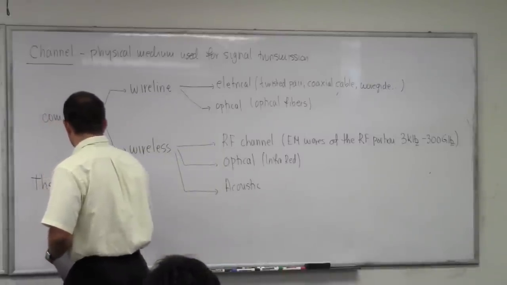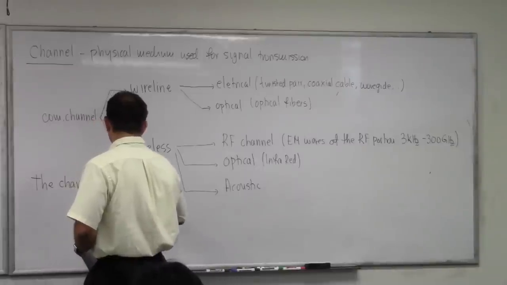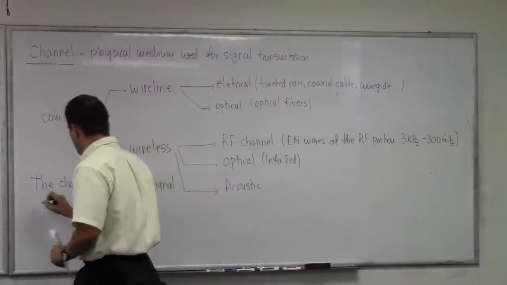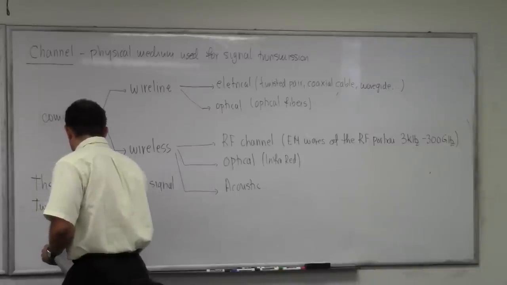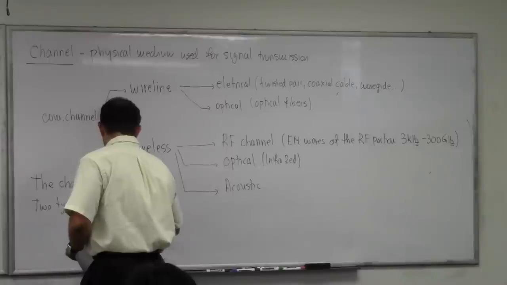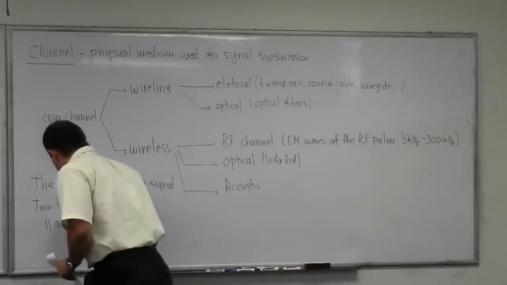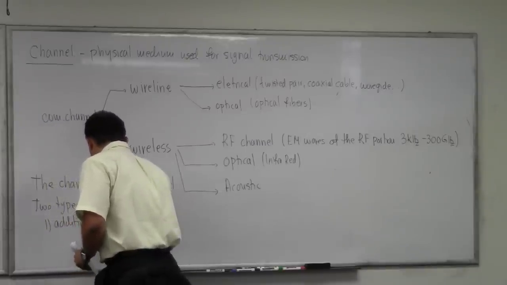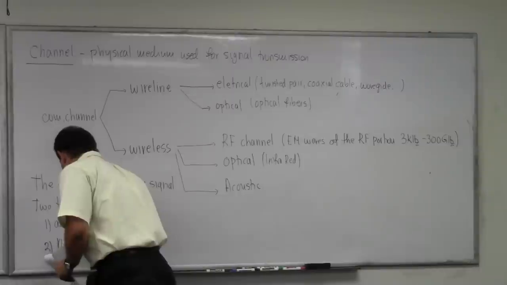The channel distorts the signal. And there are two types of distortion. The first type we're going to call additive distortion. And the second type we're going to call non-additive, right?